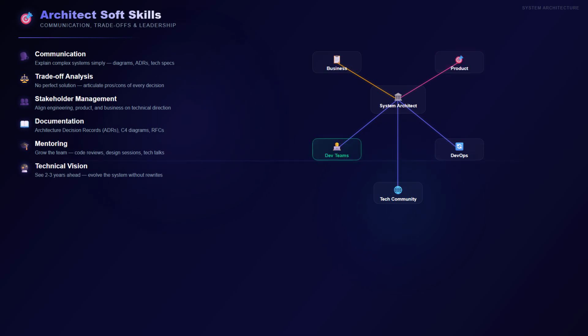Finally, develop technical vision. Think 2 to 3 years ahead. How will the system need to evolve? What technical debt needs to be addressed? Create a technology roadmap that guides the team.